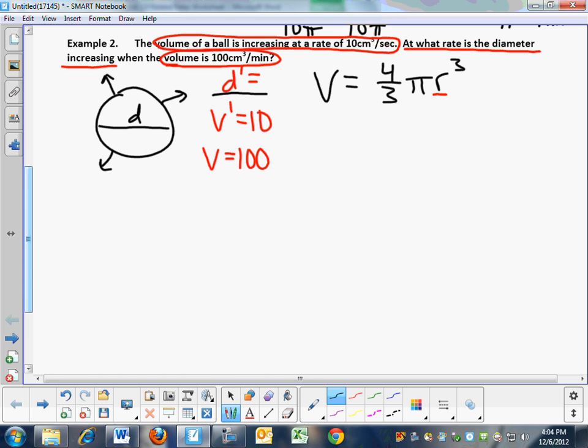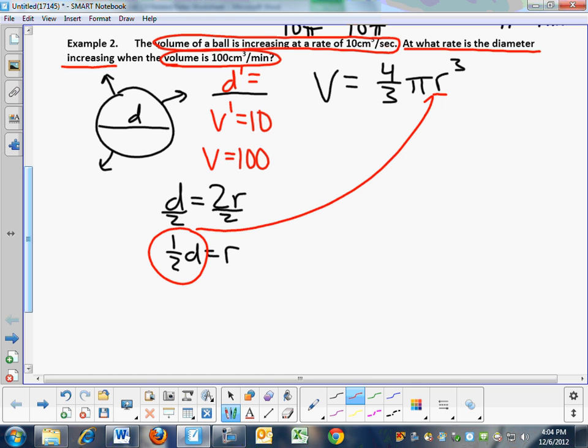Therefore, I must substitute. I'm going to write a relationship for d. Diameter is equal to twice the radius. If I solve for r, I can divide by 2, and I get 1/2 d is equal to r. I'm going to take that, and I'm going to substitute it in, and I arrive at this equation. Volume is equal to 4 over 3 times pi times 1 over 2 d to the third power.